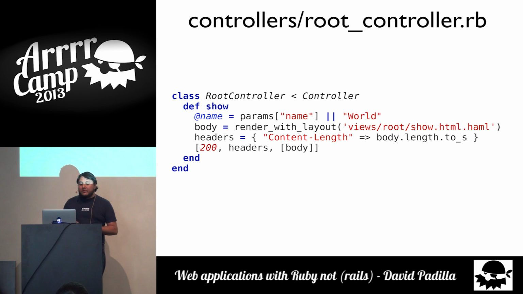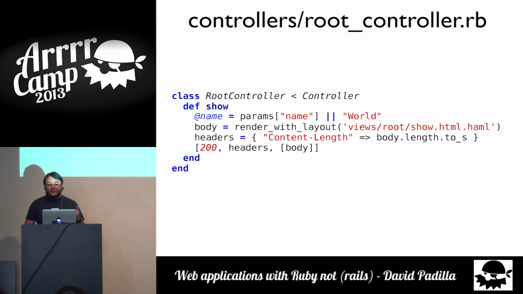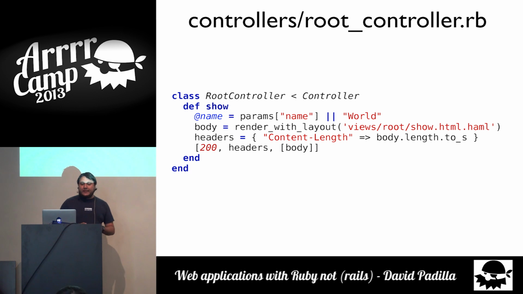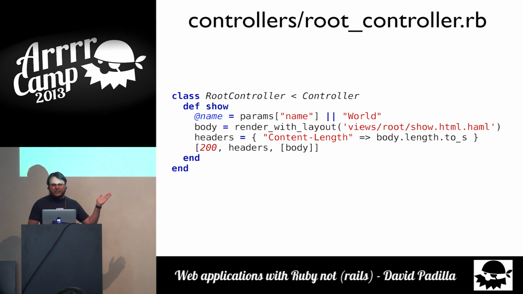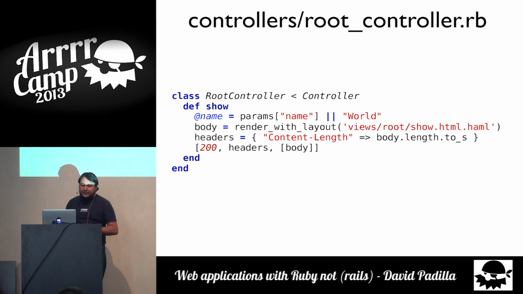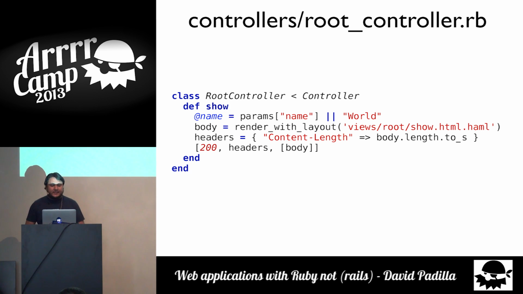So on our controller, what we're going to do now is just create an instance variable name. It will read from the query string the param called name. If it finds it, it will set it. Else, it will display world, the default that we're currently using. Everything else stays the same.